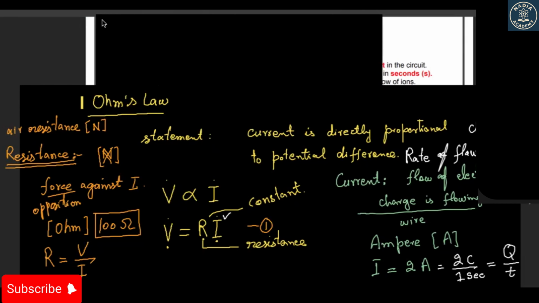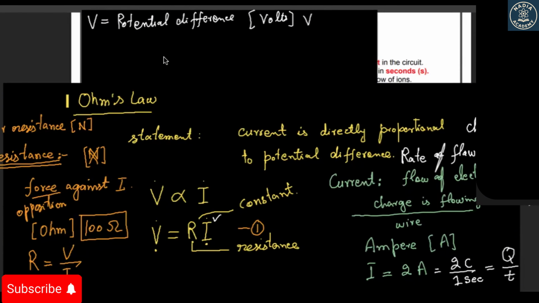And the next definition is what? The potential difference V. This V, we call it potential difference, and we measure it in volts. We use the symbol V for the units as well. Remember one thing about the potential difference: it tells us about the energy against the charge, meaning energy divided by charge.